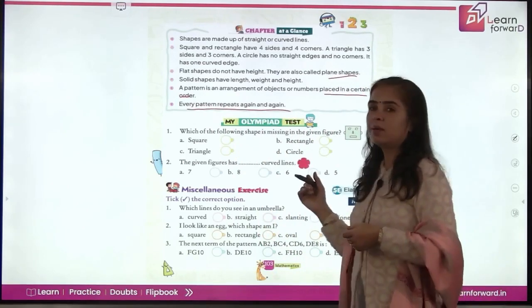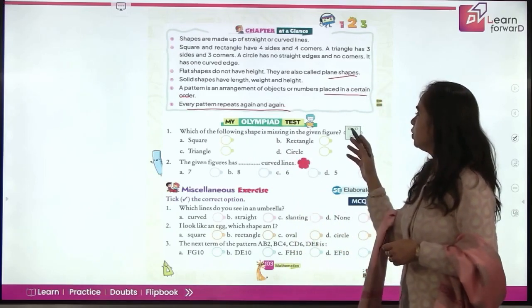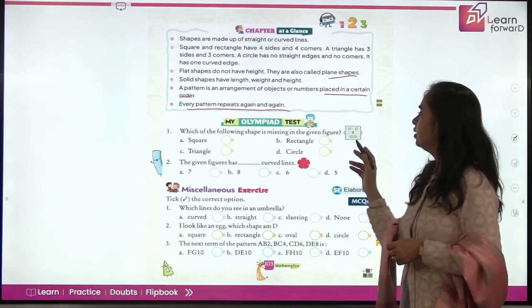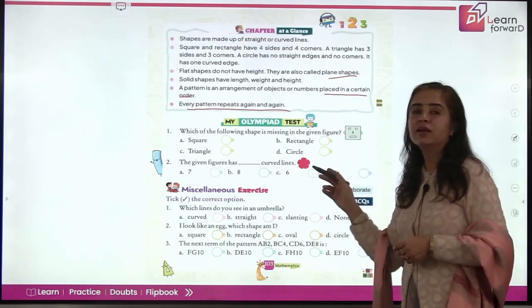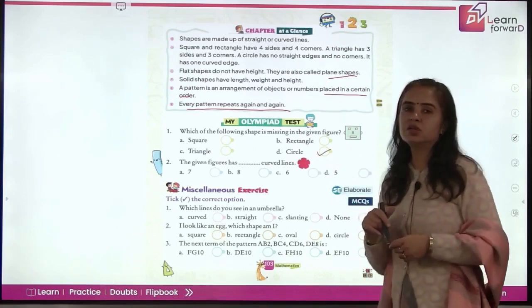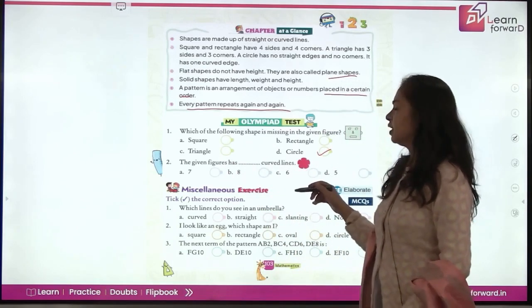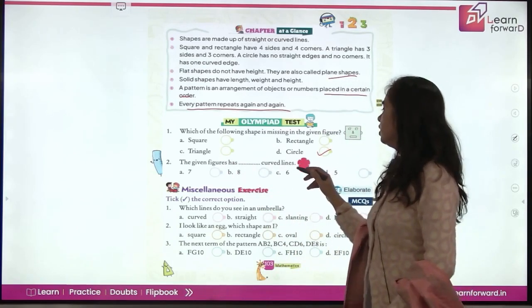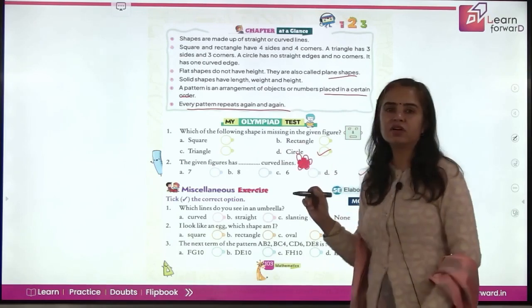Now, for the Olympiad champions, which of the following shapes is missing in the given figure? So, you have a square here, a triangle here, and the mouth is rectangular. The ears are semicircles. Which is missing? The circle is not here. The given figure has dash curved lines. So, how many curved lines do you see here? 1, 2, 3, 4, 5. These are 5 curved lines.